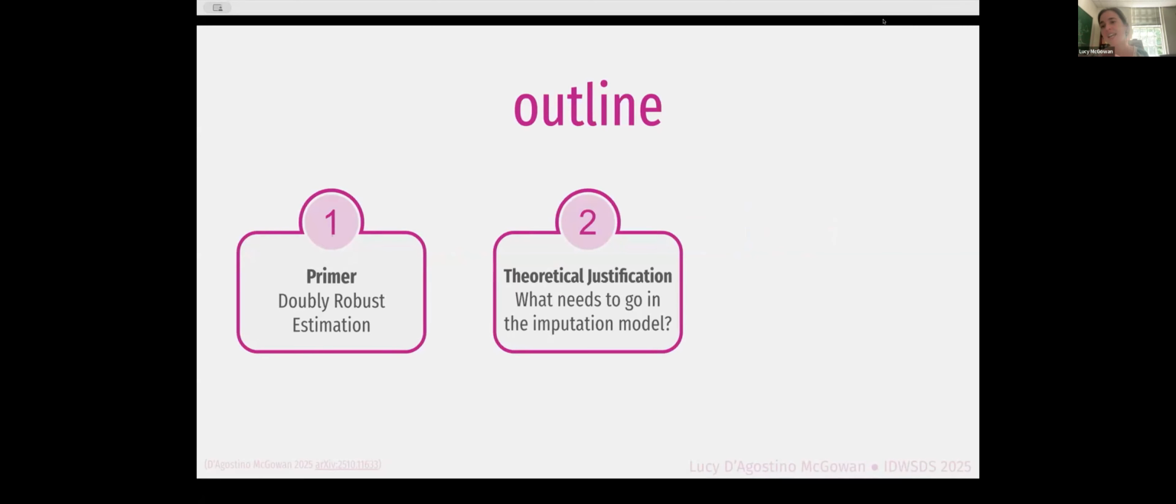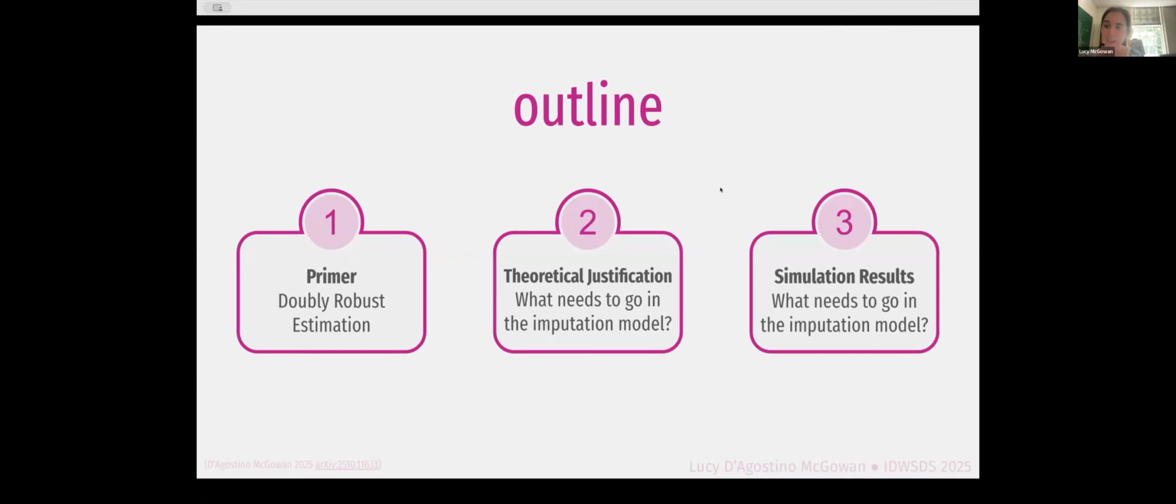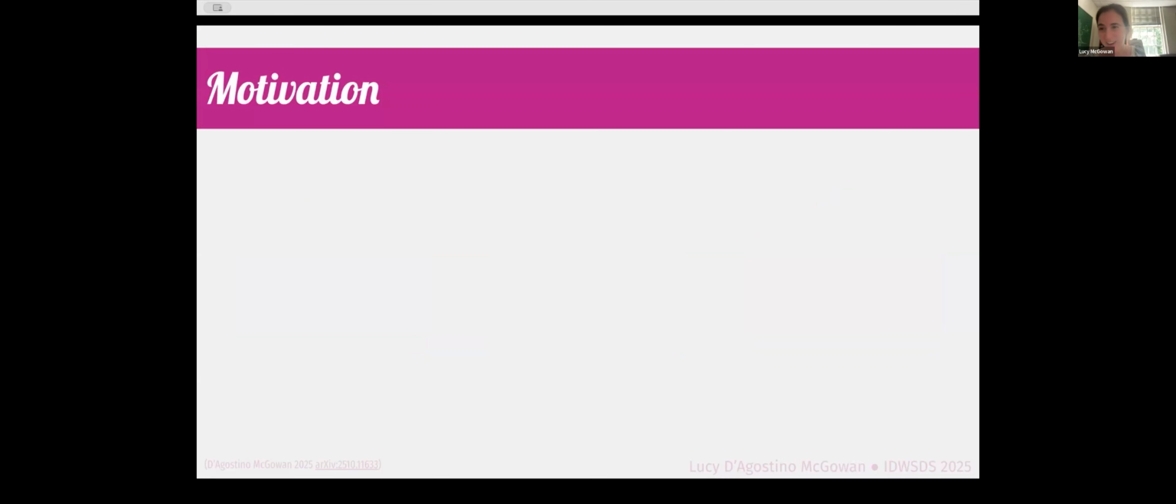But it's a little bit more complicated than what you would normally think of when you're handling multiple imputation. So I'm going to give a bit of a theoretical justification for what needs to go in, and then I'll show you some simulation results, which will hopefully help you trust my theoretical justification. So what motivated me to do this?